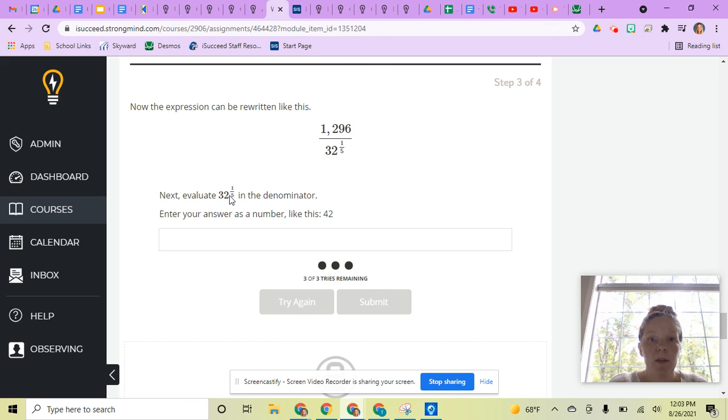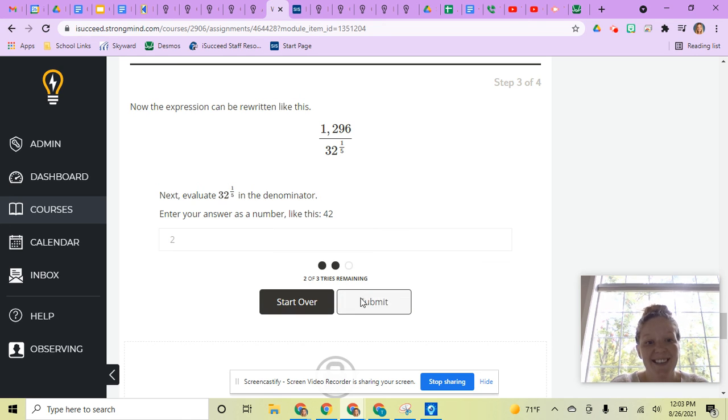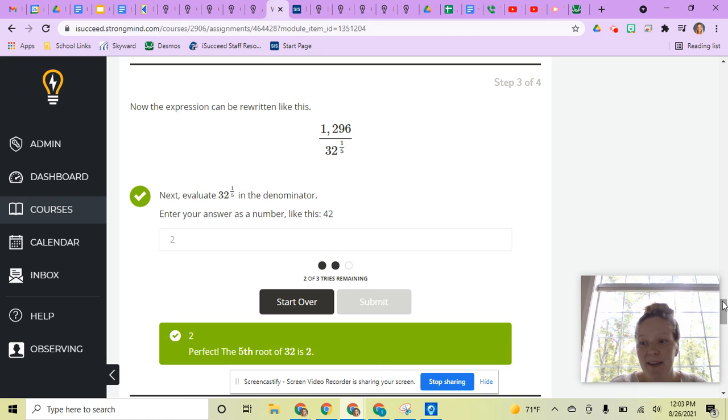Next, evaluate the 32 to the 1/5 power in the denominator. So 32 to the 1/5. That's the same as the fifth root of 32, which we talked about previously, was 2. 2 times 2 times 2 times 2 times 2 is 32. So I happen to know that one. But if not, you can just use your calculator.